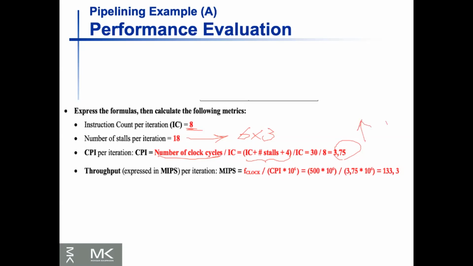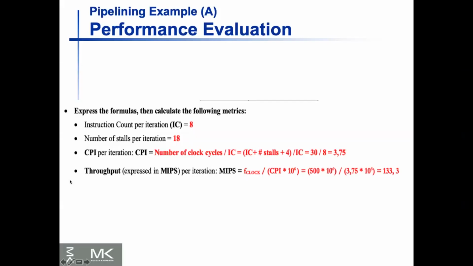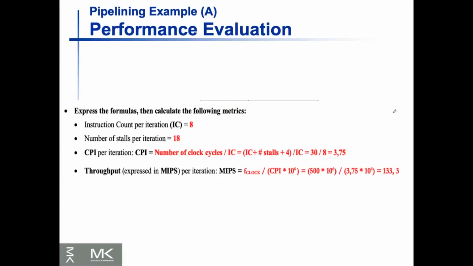Do you think the higher the better or the lower the better? Which is better? Why the lower the better? Yeah, it's more efficient. It requires fewer cycles. So the worst case scenario would be 5, because at worst you need to wait for every instruction as if you didn't have any pipeline.